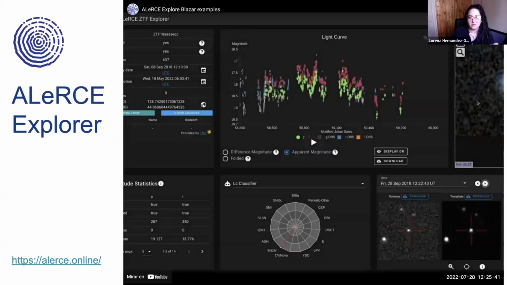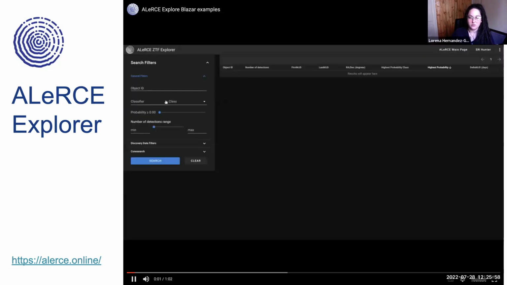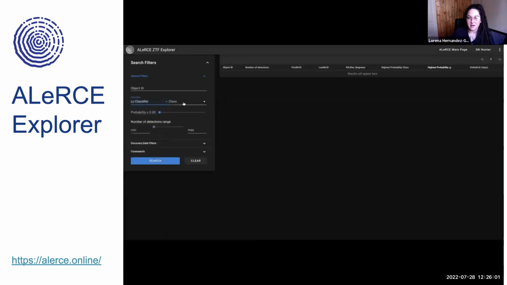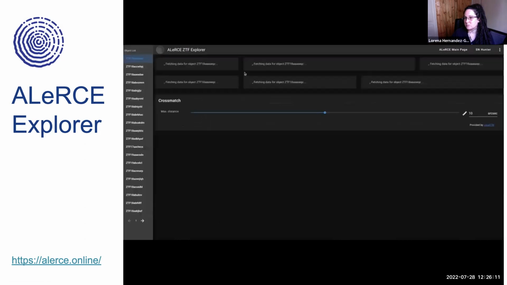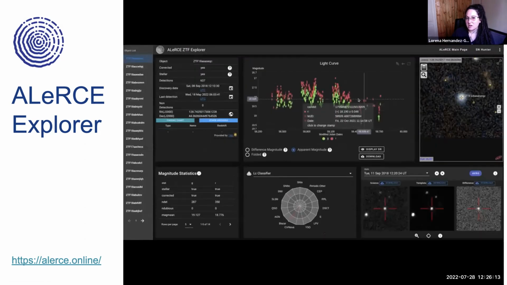Then there are different ways to explore the data. Maybe the easiest one is the LSST Explorer. You can access it at this website. And here's a video that shows a little bit how to interact with this interface. You can select different classifiers and the different classes. In this example, we will see blazars. We search for them and we get a list of them with different columns and, for example, the probabilities. Then if we click on any of them, we can see the light curves in the G and the R filter.